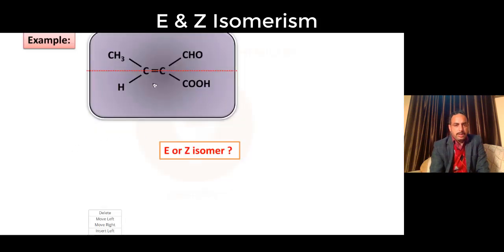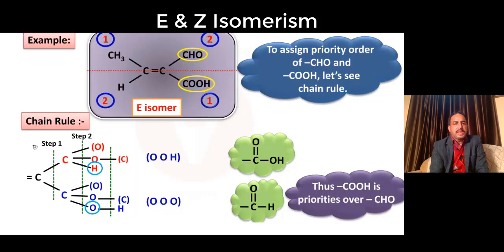Now, we have an example of CH3C double bond C, CHO, COOH carboxylic acid group. We have to assign whether it is E or Z. So our first step is to assign the priority. In this case, atomic number of hydrogen, and the first point of attachment here is carbon. So the atomic number of carbon is more, so it will be most preferred. Here priority will be 1. For hydrogen priority will be 2.